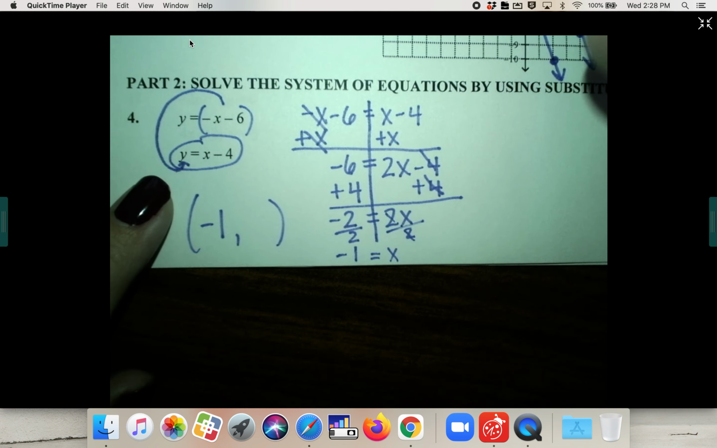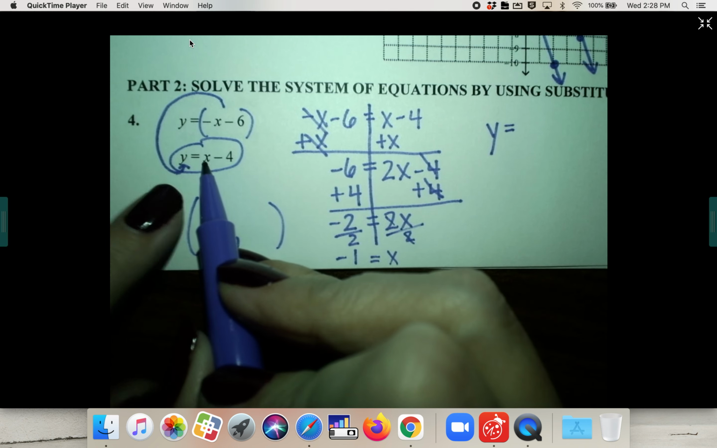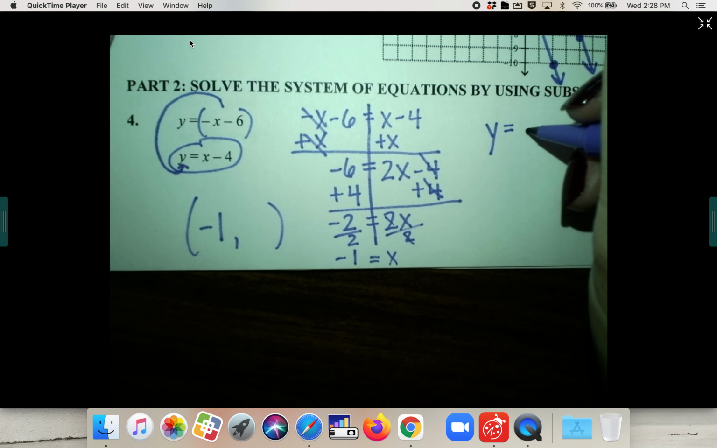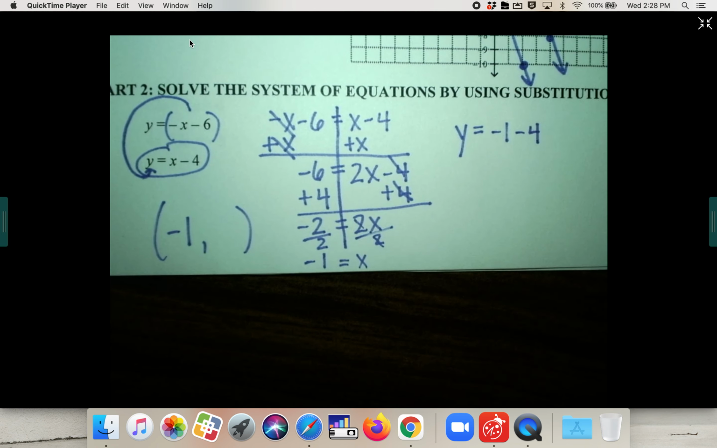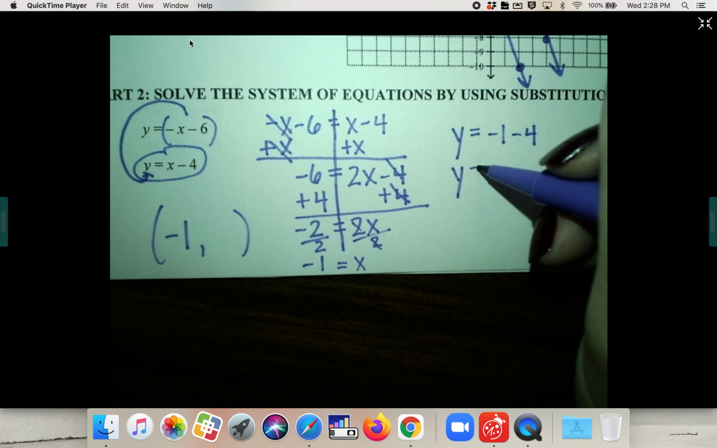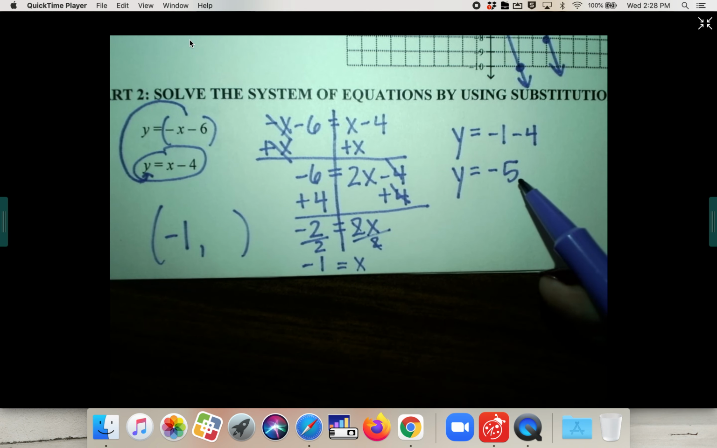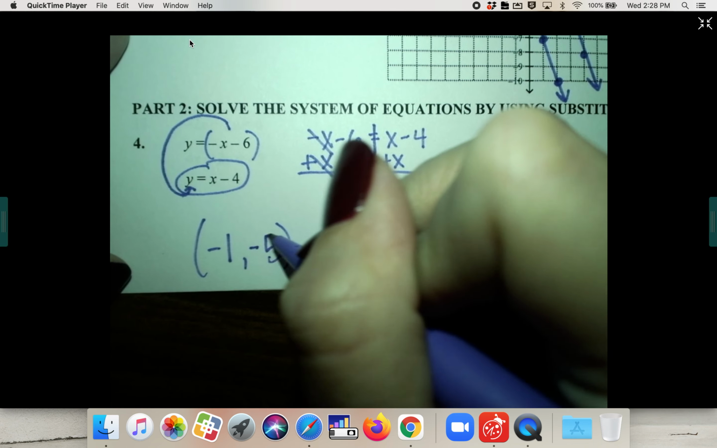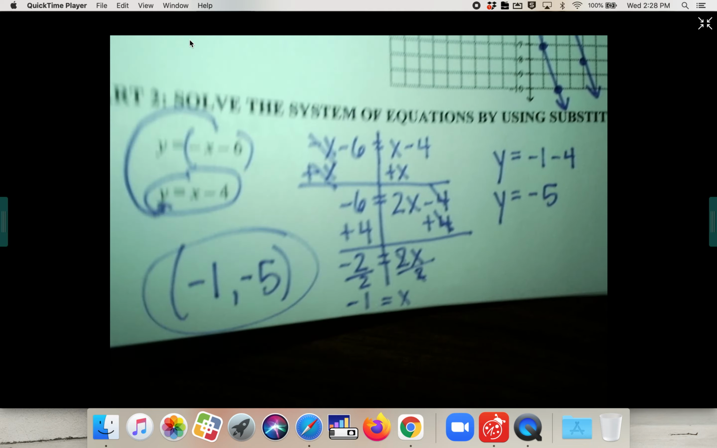So I'm going to write y equals, instead of x, I'm going to use negative 1 because that's what x is. So negative 1 minus 4. And you can probably do that in your head. Negative 1 minus 4 is negative 5. So now I have my x and my y. So that is where they would meet if I was graphing them. That's their solution. Negative 1, negative 5. Okay, let's go on to the next page.